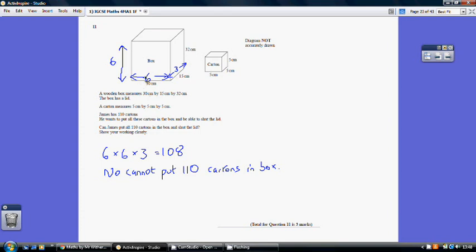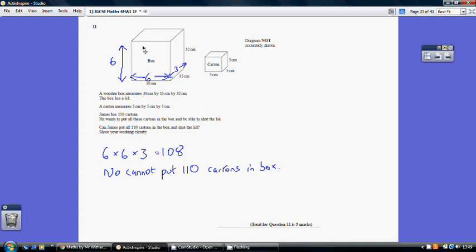Just picture lining these cartons up in the box. You would get 6 in a row on the bottom. Now what about depth? How many could you fit going backwards? Well, again, 5 centimeters into 15, we could fit 3 in. So if you imagine one layer of boxes on the bottom, each layer is going to be 6 times 3, which is 18, and then you put another layer on, and so on and so on.